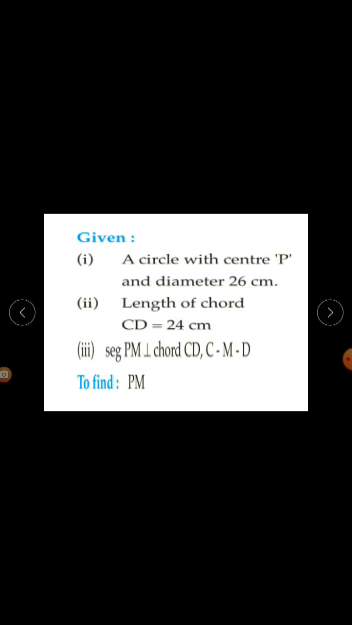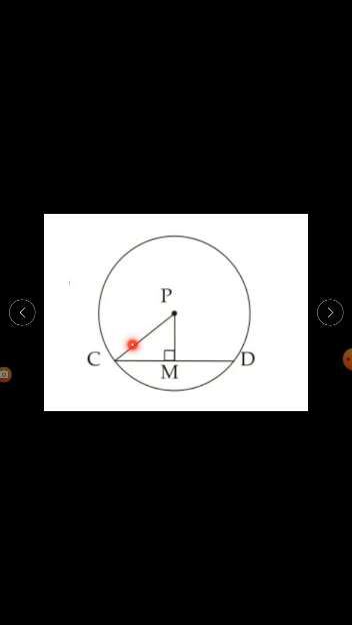Now diameter of the circle is given 26 centimeter. So radius is half of diameter, diameter divided by 2. So 26 divided by 2. Therefore radius of the circle is equal to 13 centimeter. But radius is PC. It means PC is equal to 13 centimeter.